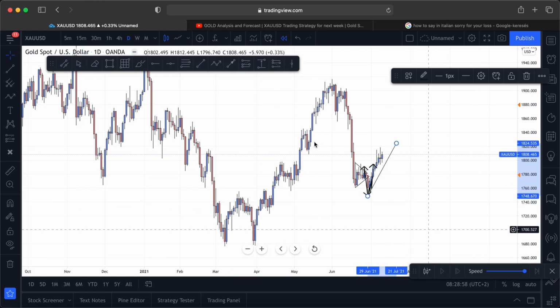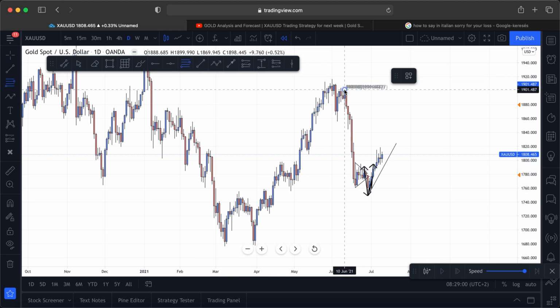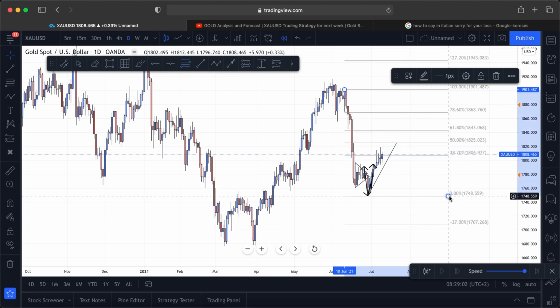So if you use the Fibonacci from swing high to swing low, the first thing we can see is that we just arrived at an interesting level at 1825. The next one is the 61.80. So these are the key resistance levels. Even if the price respects this trend line, the first resistance level will be 1825, the second one will be 1843, and then the third one obviously 1868, but that is a long shot. Well, actually with gold, who knows, but definitely keep an eye on these areas.